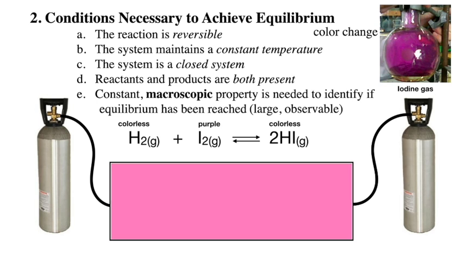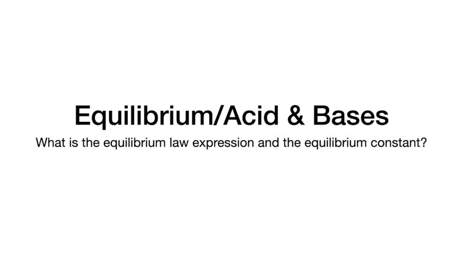Okay, and those are the 5 conditions necessary for equilibrium. The next lesson talks about the equilibrium law expression and the equilibrium constant.